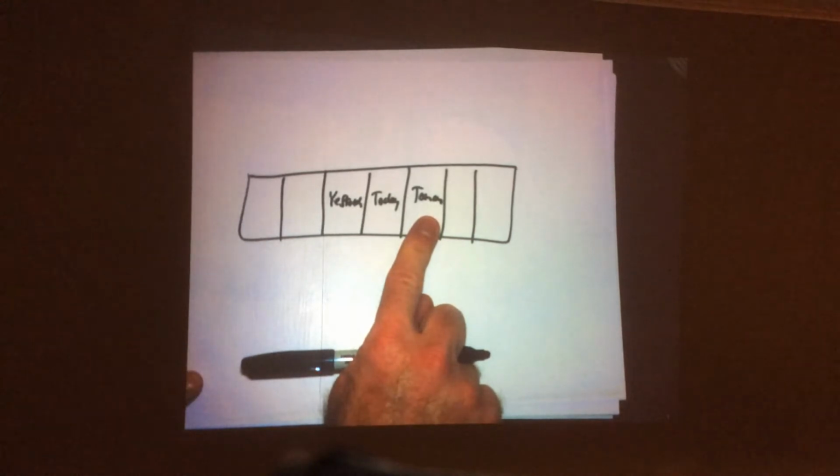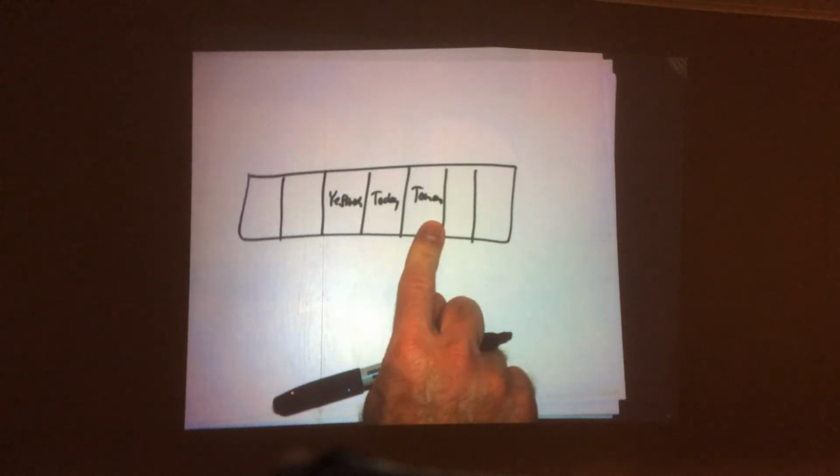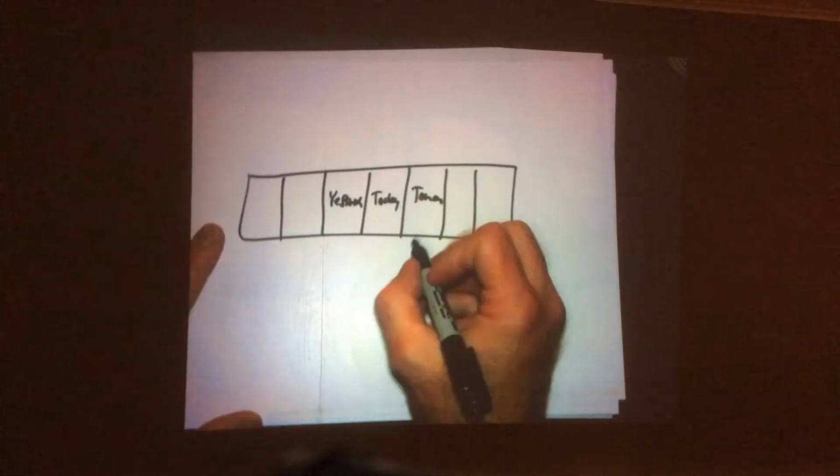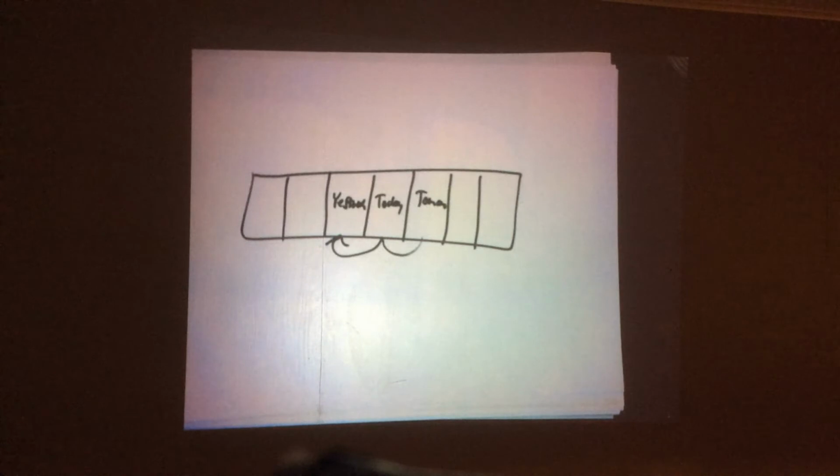It says if 2 days before tomorrow is a Sunday. So, 2 days before tomorrow. So tomorrow's here. 2 days before, this would be one day before. This would be 2 days before tomorrow is a Sunday.